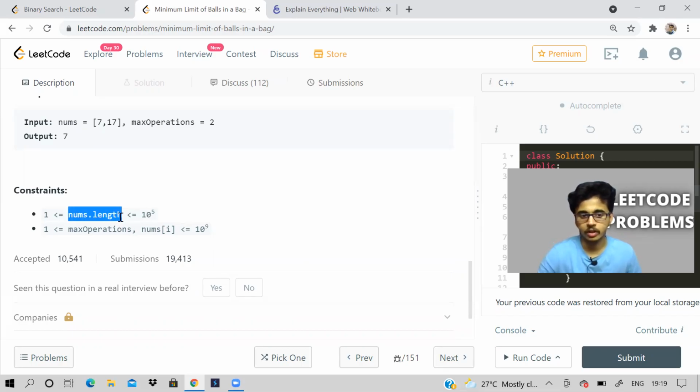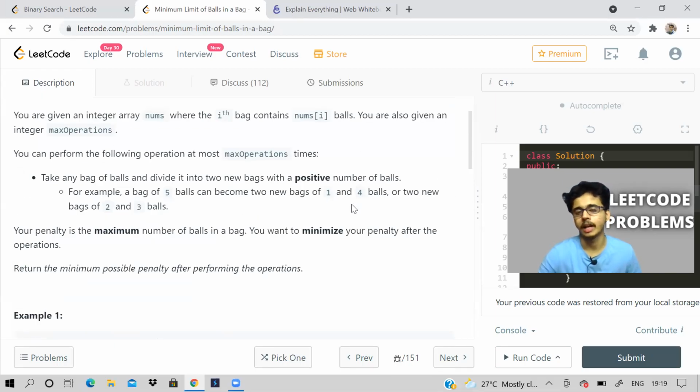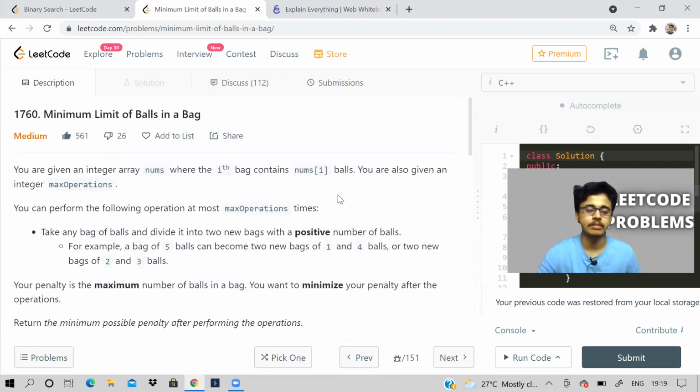So, okay, the number of bags, the n value, can be at most 10 power 5. Whenever the constraint is like 10 power 5 or something, you should think about an n log n solution. I'm not saying this will work everywhere, but most of the time an n log n solution does work. So for an n log n solution, usually binary search will be applied.